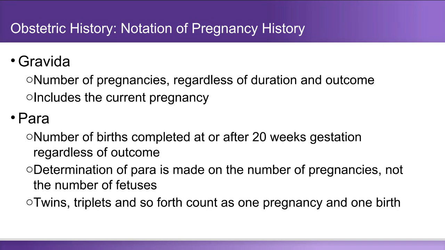Now, it's important to remember that para is based on the number of pregnancies, not the number of fetuses. So if she had a baby born at, say, 36 weeks gestation, which is past 20 weeks, even though it was twins, she still had one pregnancy. So we would say gravida 1, para 1 with those twins. Okay, and this is after they've given birth. So a lot of times we have women who are gravida 1, para 0 because they haven't given birth yet. So any pregnancy that has twins, triplets, and so forth still counts as one pregnancy and one birth. Okay, so para is just the number of births completed at or after 20 weeks gestation.